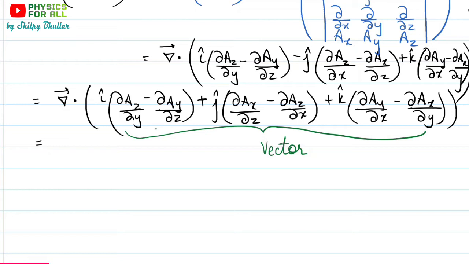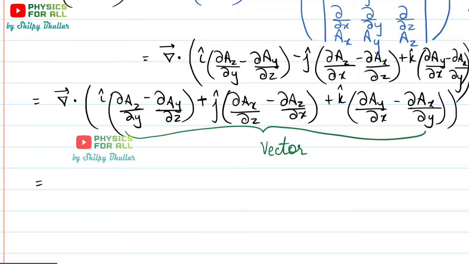You should always remember that only the gradient is found of a scalar quantity, and other than that, the divergence and curl are always found of a vector quantity. So now this answer, this complete expression, is a vector quantity. It is the curl of a vector, which is vector A, and now we can easily find the divergence of a vector. So now let's find the divergence.